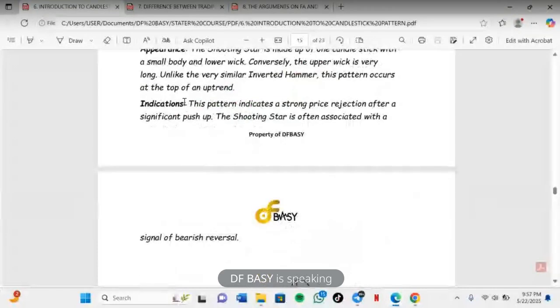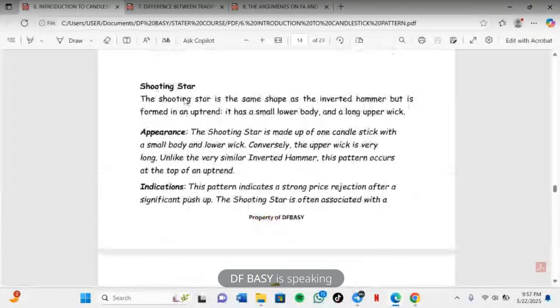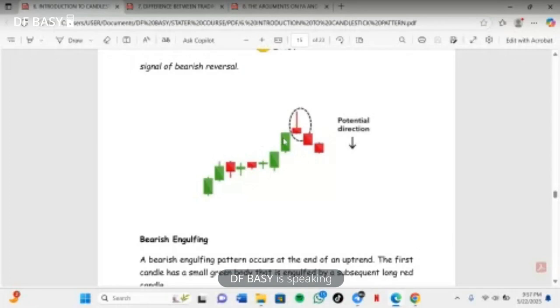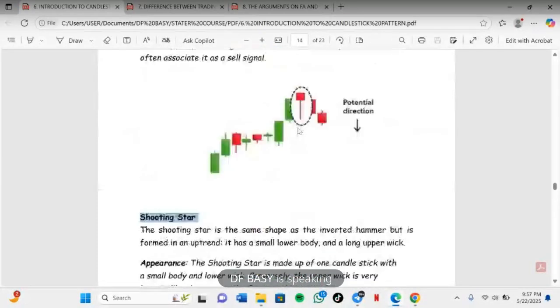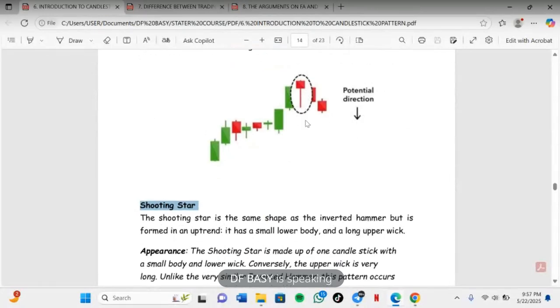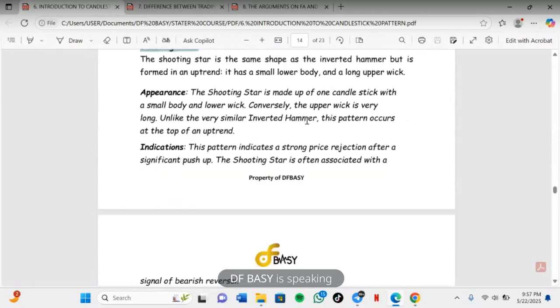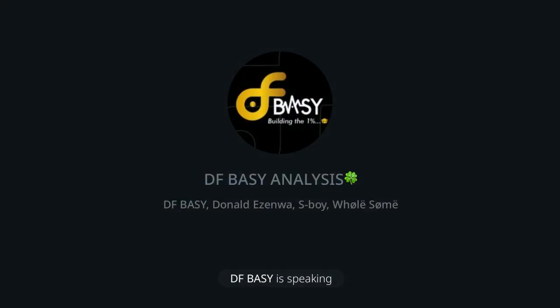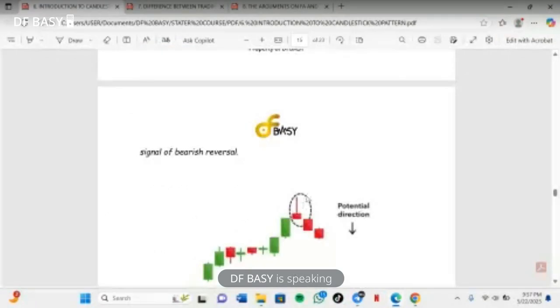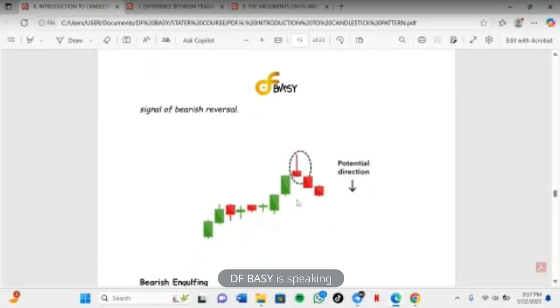So moving to the shooting star. The shooting star is still almost the same thing as the hammer. Remember, in the hammer, you have the normal hammer, like this, then the inverted hammer comes like this. And this one is still the shooting star, but it's a red candle. So all of them are the same thing; they just change the name.